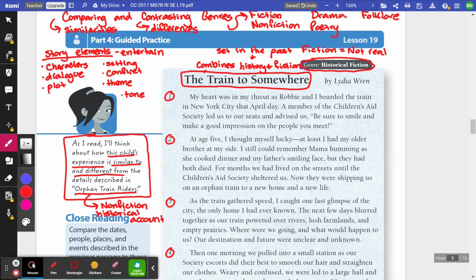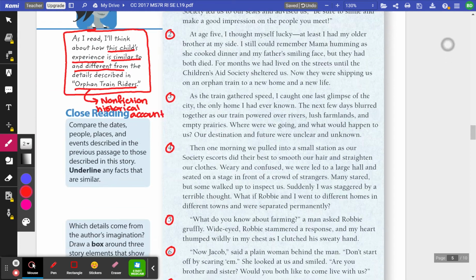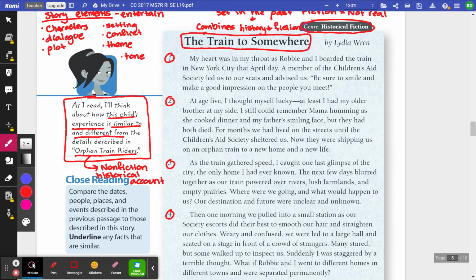So what you're going to do for me, guys, since this is part 4, you're going to do the hard work on your own. You are going to read this passage, all 7 paragraphs, and as you read the first time, which is just for understanding, you are going to think about what is the same and what is different from that passage that we've already looked at, the Orphan Train Writers. I want you to think about how it's similar, how it's different.